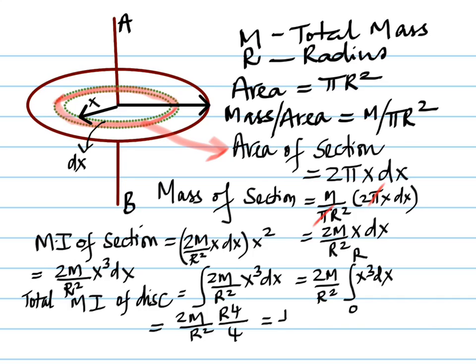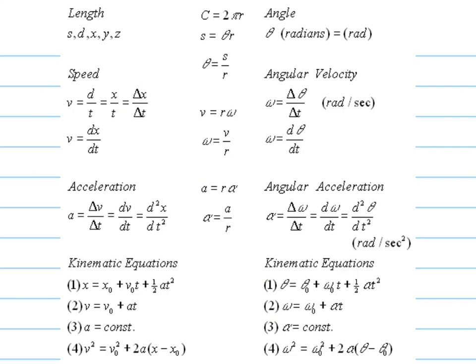So you put the limits, it becomes r raised to 4 by 4 because the lower limit is 0. And then you cancel the r raised to 4 and the r squared. You get mr squared, 2 and 4, 1 by 2. And we got it. Woohoo! It's only me who's happy. A view of what we did, all the equations together.